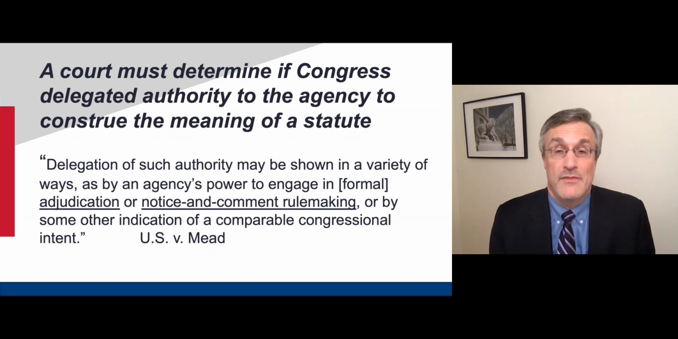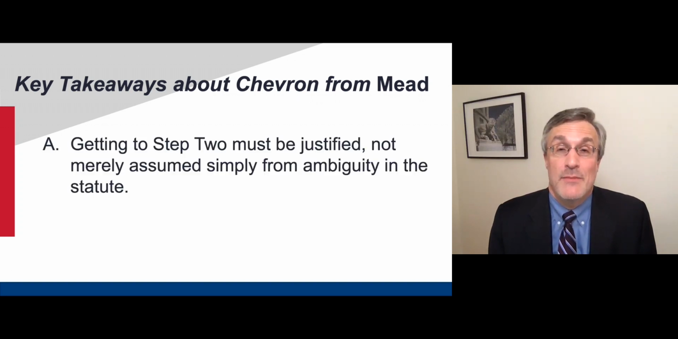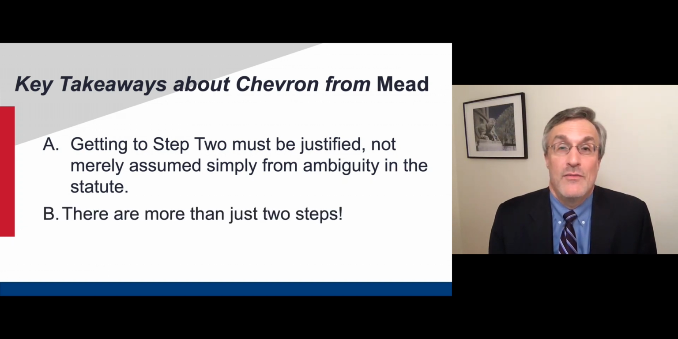The key takeaways here about Chevron from the Meade decision, well, there are 2 of them. The first is that getting to step 2 and having an agency prevail based upon Chevron deference is not something that's automatically granted just upon a showing of ambiguity at step one. No, there are more than just two steps.